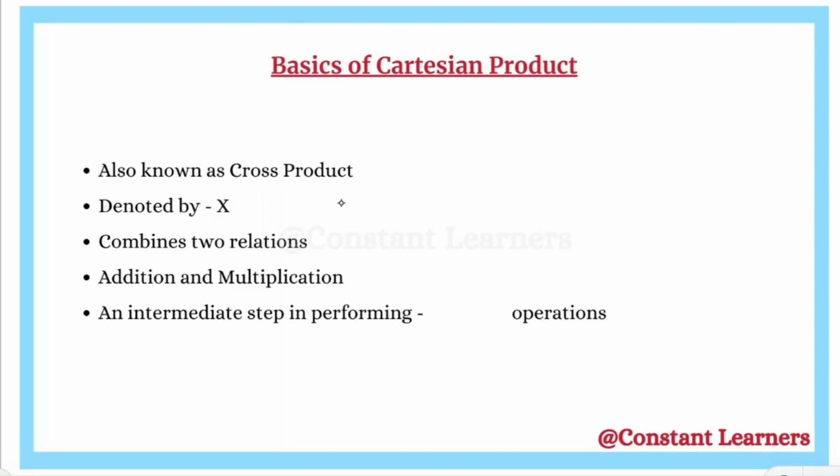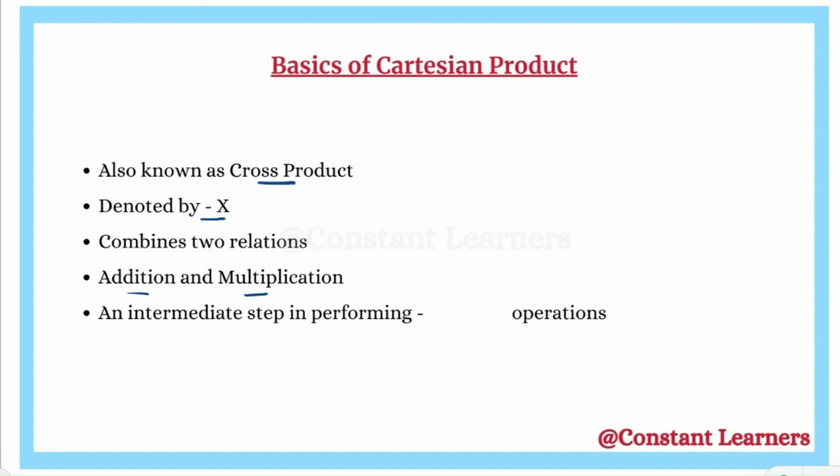Cartesian product, also known as cross product, is denoted by the symbol x. It is used to combine two relations while performing two essential mathematical operations, that is addition and multiplication. But what exactly is getting added and multiplied? We'll get to that in a bit.